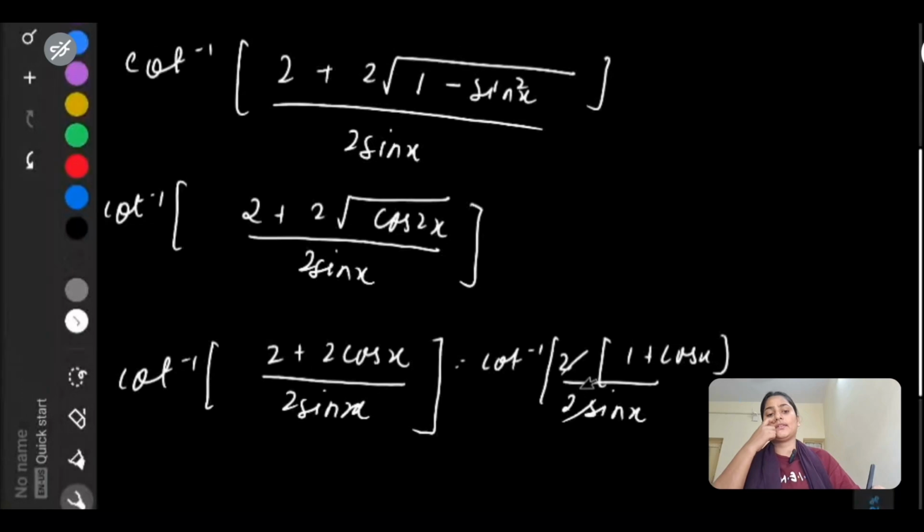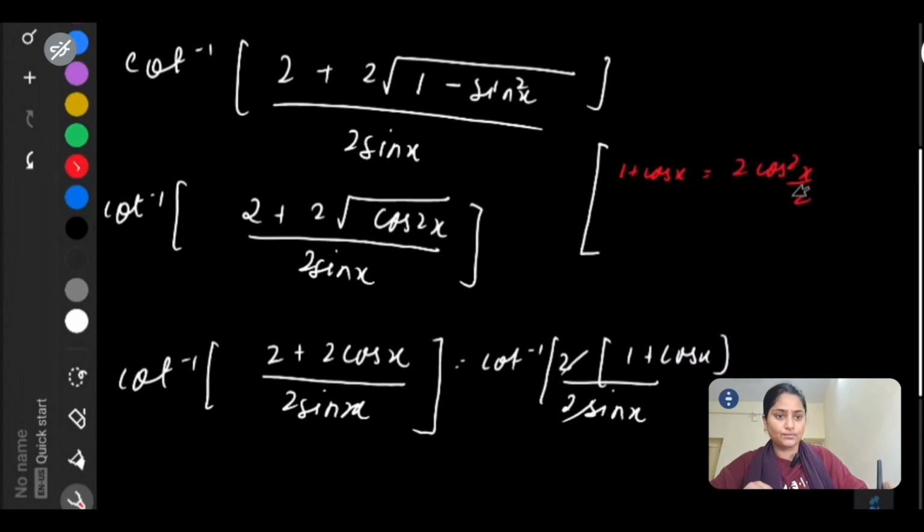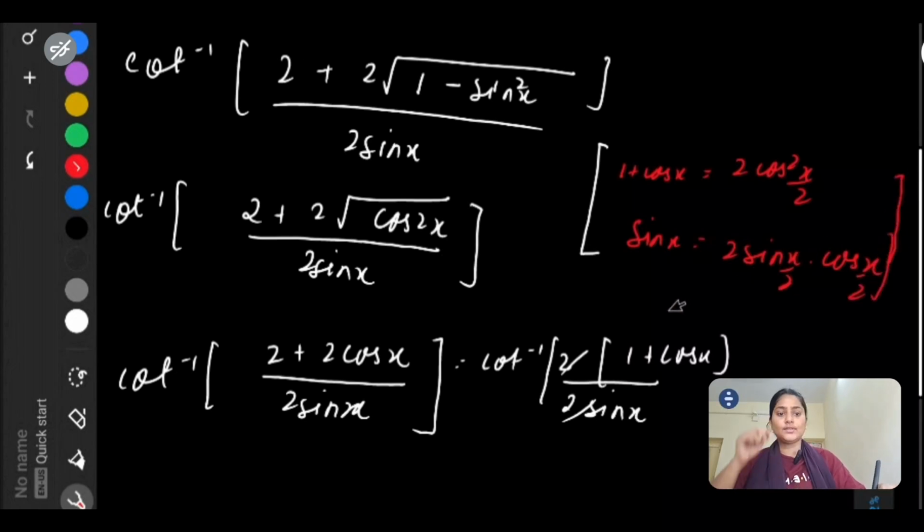Now here we want to change into the form of cot. So do you know one formula for 1 plus cos x? Let me write it here for you. There's one formula which is 1 plus cos of x is equal to 2 cos square of x by 2. Another, sine x can also be written as 2 sine of x by 2 into cos of x by 2, right? So with this, we'll use it here.